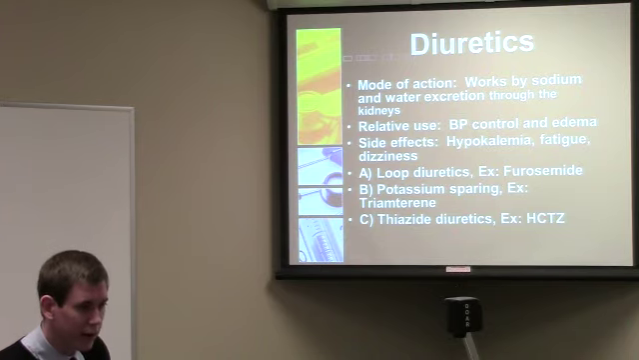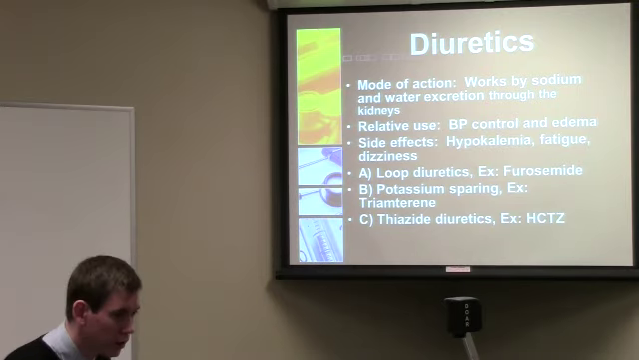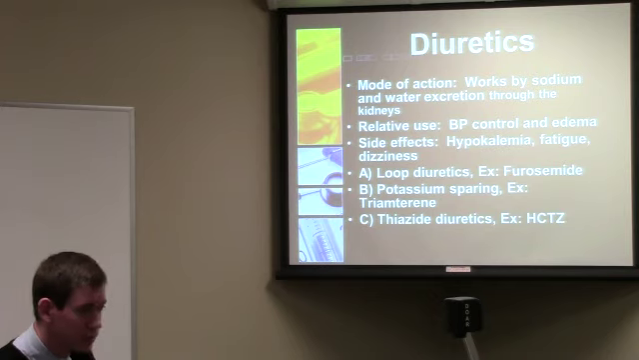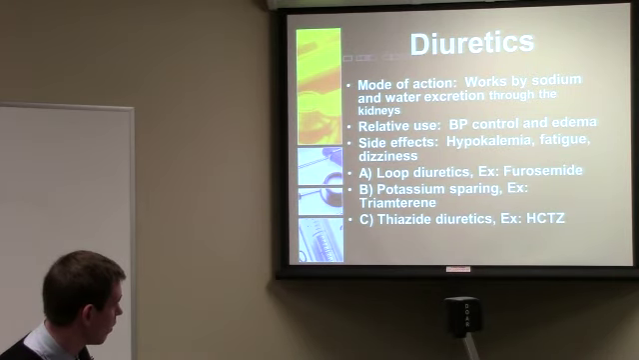And something called orthostatic hypotension, which I've mentioned a lot. You will see that with the antihypertensive medications as well, especially initially when you first put a patient on an antihypertensive medication. We've got a couple different types of diuretics.